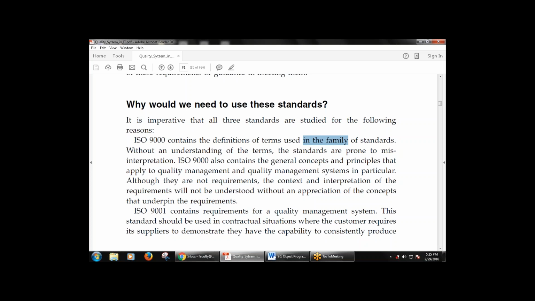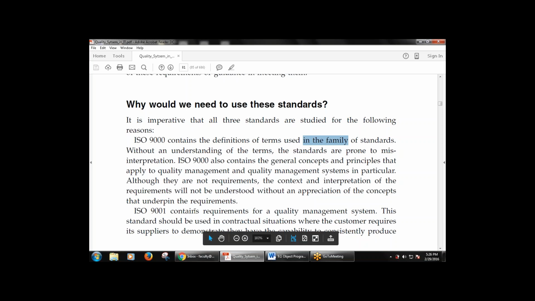ISO 9000 also contains the general concepts and principles that apply to quality management and quality management systems in particular. Although they are not requirements, the context and interpretation of the requirements are provided in ISO 9000, which gives an appreciation of the concepts that underpin the requirements.